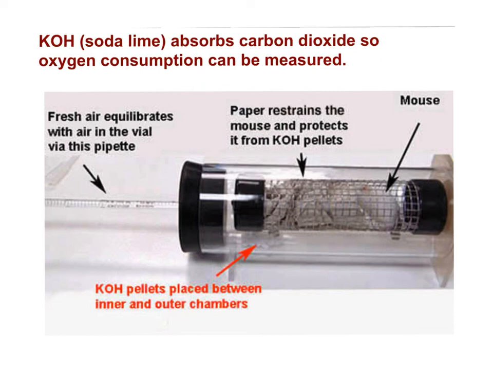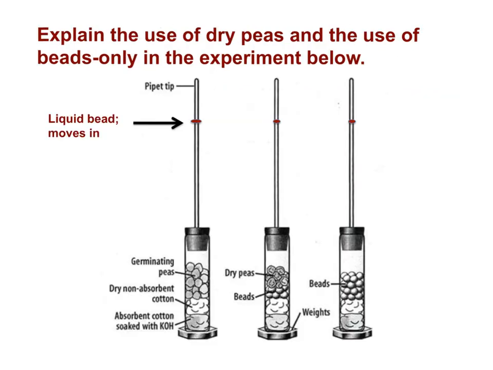Here's an image of a small mammal in a respirometer. The animal must be separated from the KOH because the KOH is caustic, but the KOH is critically important. The soda lime absorbs carbon dioxide so that oxygen consumption can be measured in volume terms over time, a respiration rate. Similar experiments can be run using germinating seeds, such as peas.